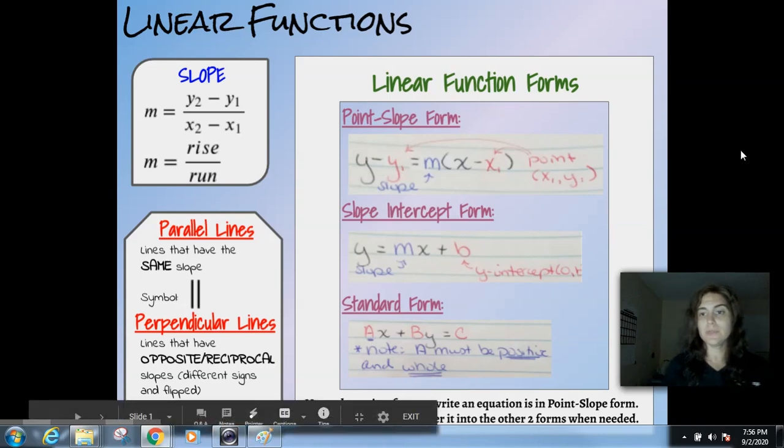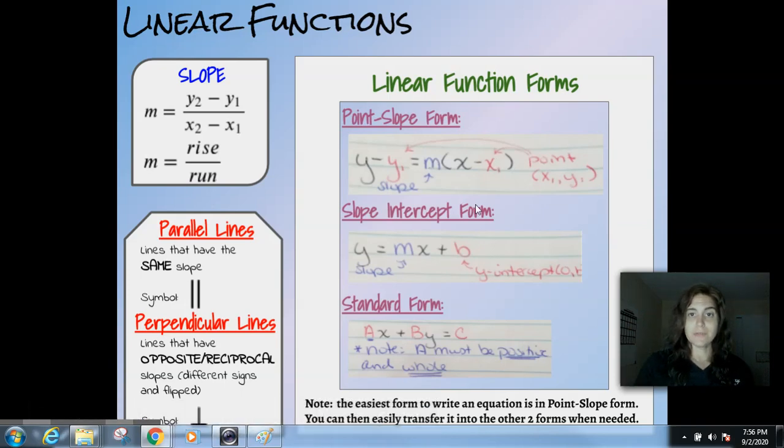Like I said, the easiest form to write in is point slope, and then you can easily just transfer things. I can distribute the slope to get rid of the parentheses and then move the y1 over, and then it's in slope-intercept form. And then I can move the x back over, and I'm in standard form. And we're going to practice that as well.